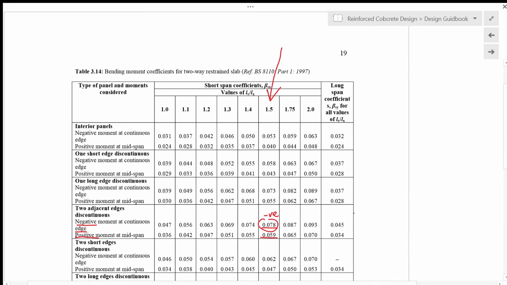And then for the beta Sy value we look at this column here. The beta Sy value is the same regardless of the Ly over Lx ratio. So it's still 0.045 and 0.034. In this case, we put the negative sign for 0.045 to indicate that it's a negative moment.